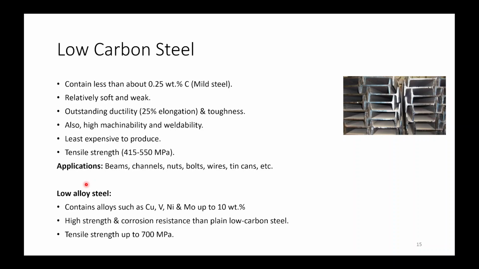Now low alloy steels contain alloying elements such as copper, vanadium, nickel, molybdenum up to 10 weight percent. And if it is above 10 weight percent, then it will be high alloy steels. So these have high strength because of the presence of these alloying elements, and they also provide some corrosion resistance when compared to plain low carbon steels. These have tensile strength up to 700 megapascal.